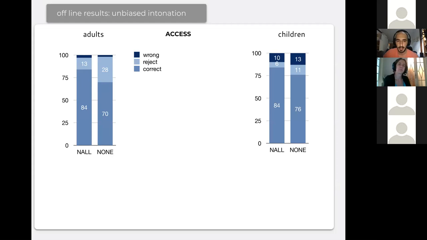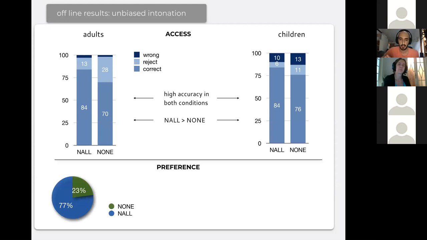The effect is milder compared to adults, so 6 versus 11% of rejection, but the pattern is very similar. So high accuracy in both conditions, and in both conditions, you have the superiority effect of implicature support. Interesting. What about the preference? What about when you present both possibly true scenarios, one supporting the implicature and one not?